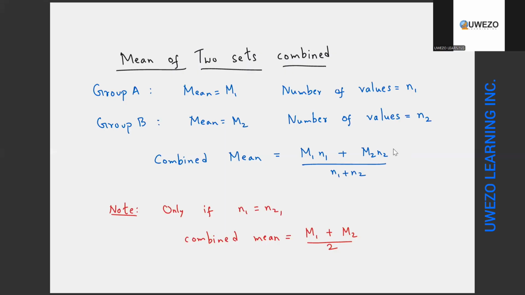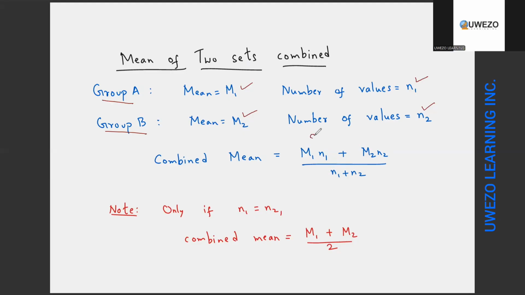Suppose you have two groups, group A and group B. The mean of group A is M1 and the number of values is N1. Similarly, the mean of group B is M2 and the corresponding number of values is N2. Then the combined mean is not just the average of the two means. The formula is M1 N1 plus M2 N2, whole divided by N1 plus N2.